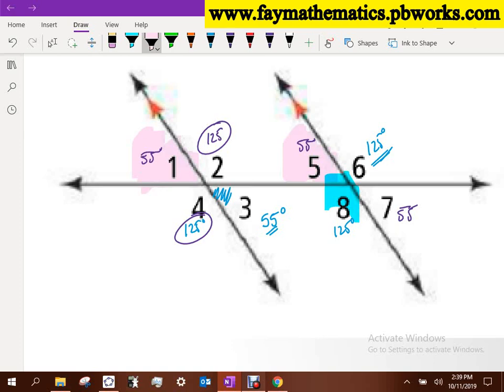If the lines are parallel, what do you see about those 2 corresponding angles? They're both 55. They're congruent, aren't they? What do you see about those blue corresponding angles? Are they both 125? Are they congruent? What about angle 2? What would correspond to angle 2? 6. Are they both 125? Do 3 and 7 correspond? Are they both 55?